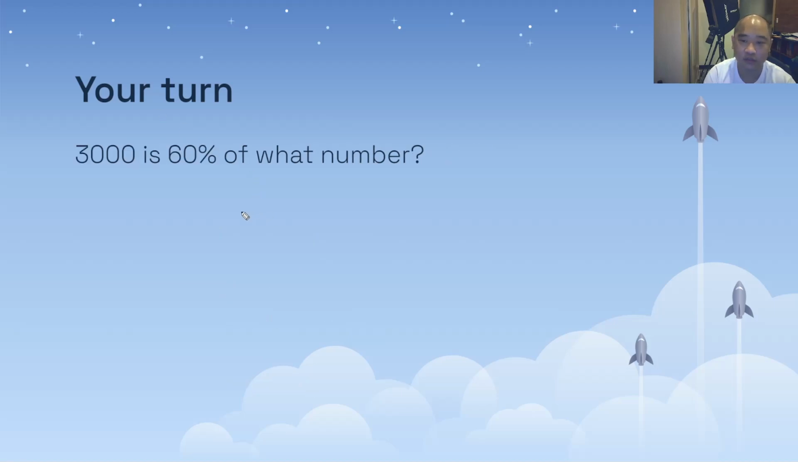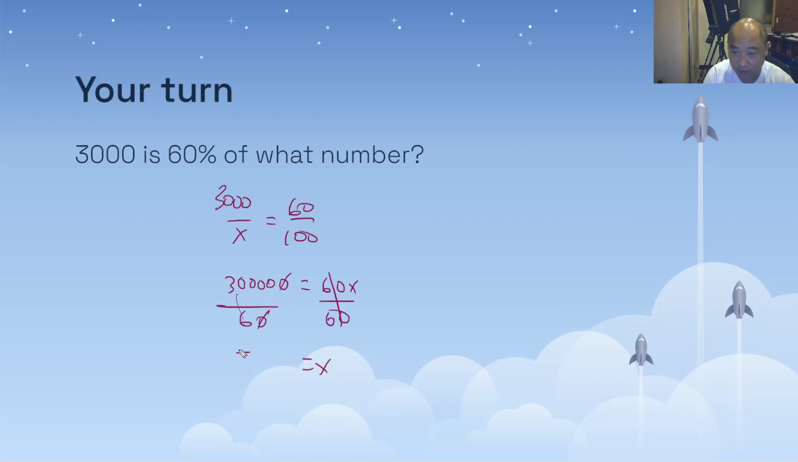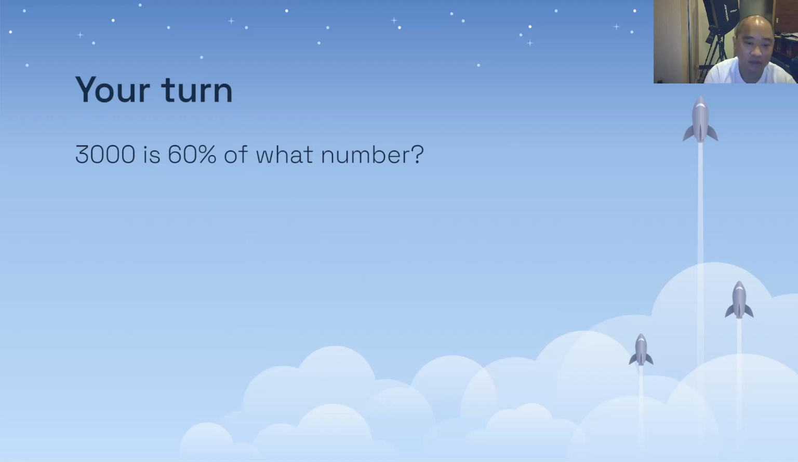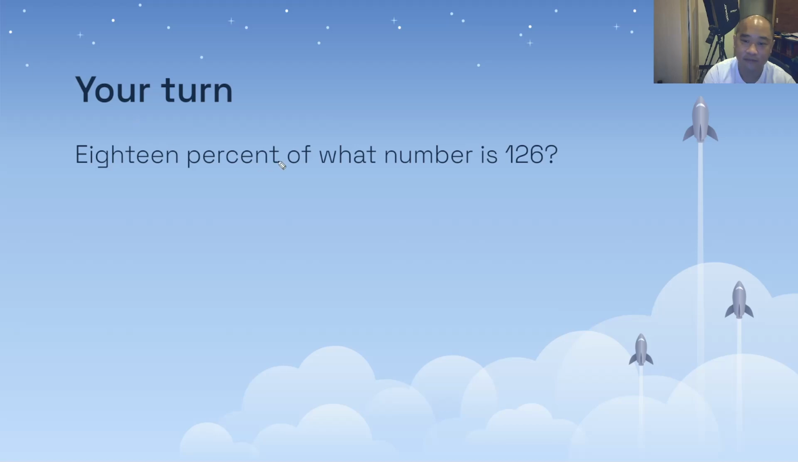Second, your turn. 3,000 is 60% of what number? Well, that's going to be 3 and then 5 zeros equals 60x. So x equals 5 and 3 zeros. 1, 2, 3, 4, 5. Yeah. 5 and 3 zeros. 5,000. All right. You guys getting tired of this yet?